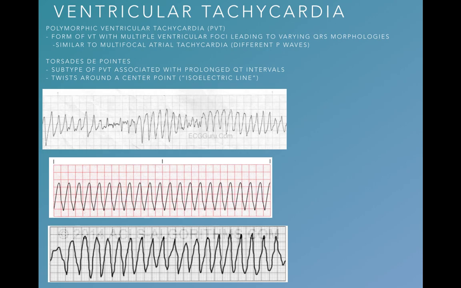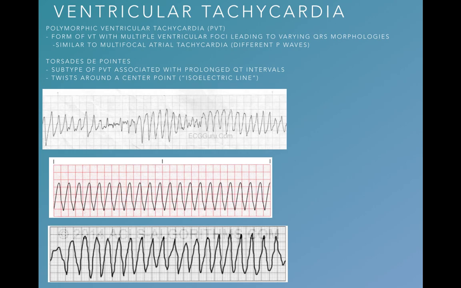Polymorphic ventricular tachycardia is a form of ventricular tachycardia with multiple ventricular foci, leading to varying QRS morphology. This is similar to how I said that you always want to check P waves, because P waves can vary, right? That would be because they are originating from different locations. So polymorphic VTach is similar to that.